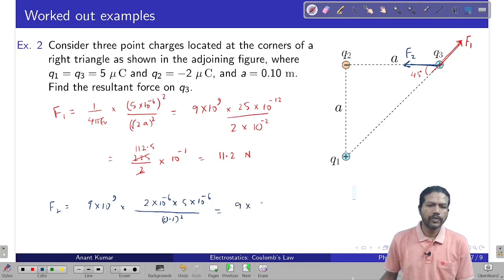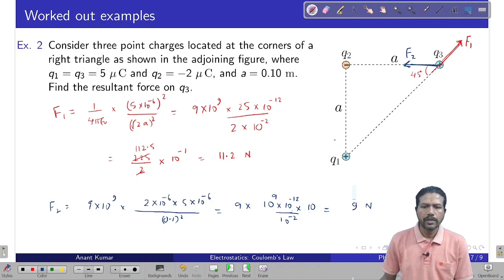That becomes 9 into, we have 10 in the numerator, 10 power minus 12, and the denominator is 10 power minus 2. And there is 10 power 9 as well, that was present. So this 10 comes out by multiplying 2 and 5. So what we have over there is 9 into 1, basically 9 Newton. This is 9 Newton.